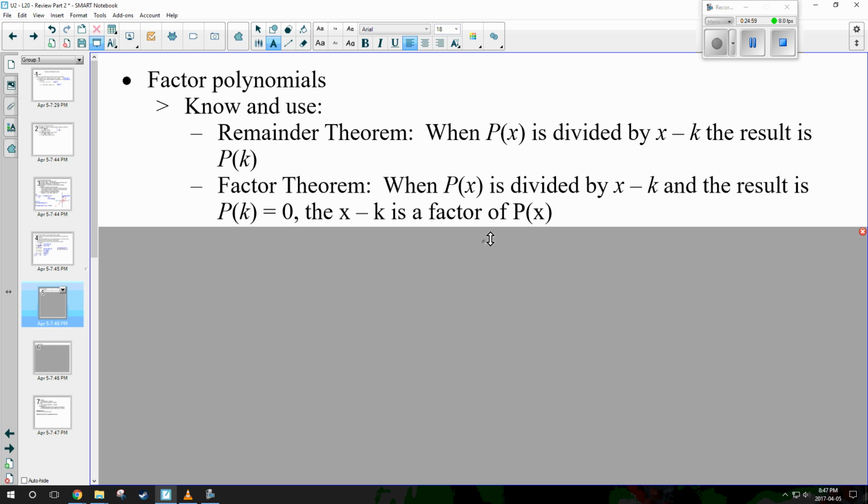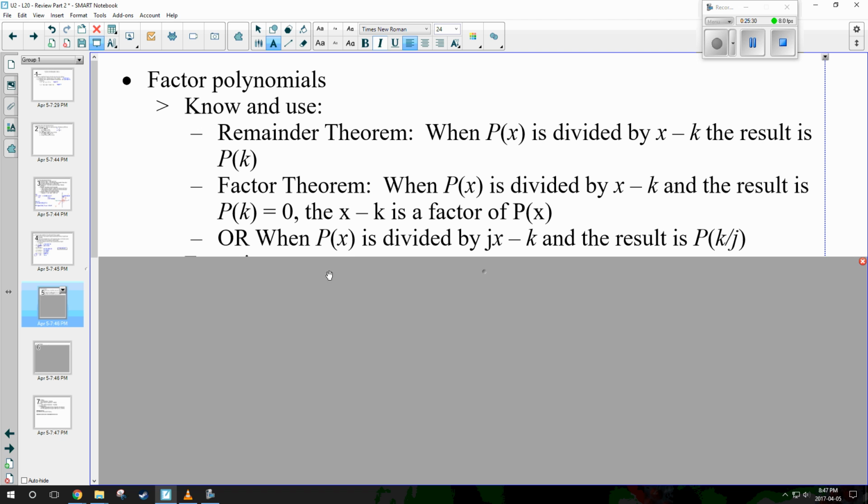The other thing that we use is our factor theorem. Remember, the factor theorem is that when we take that number k and plug it into our function, we get the result that it's equal to 0. If the remainder is equal to 0, we know that x minus k is a factor of p of x, and we can then do our division to divide it out.